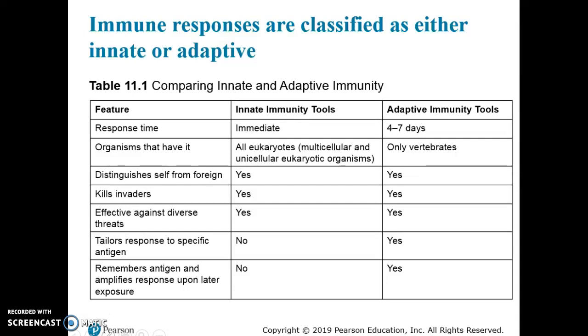Alright, now, only vertebrates have an adaptive immune response, whereas eukaryotic cells have some kinds of innate immune responses. It's kind of interesting when you get down into that detail. But both should distinguish self from foreign. Both have mechanisms to kill invaders. And both are actually very effective against diverse organisms.